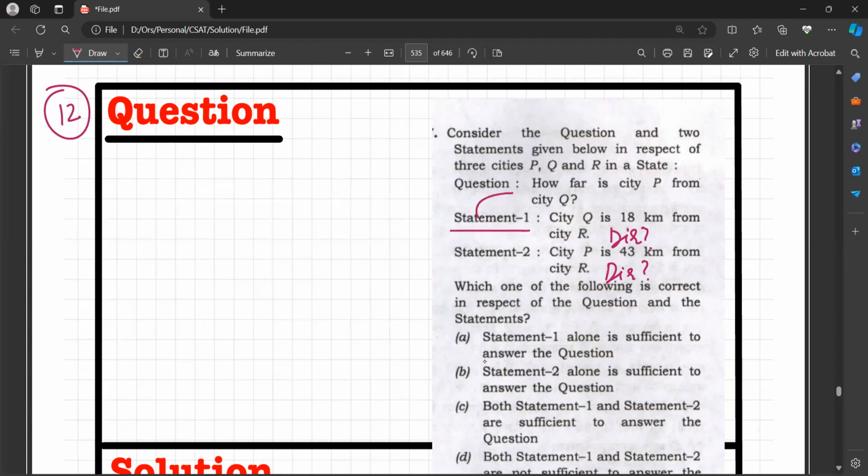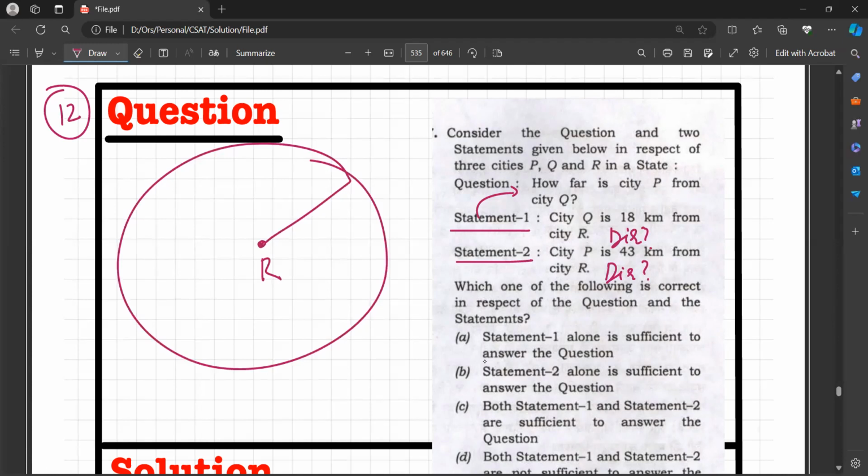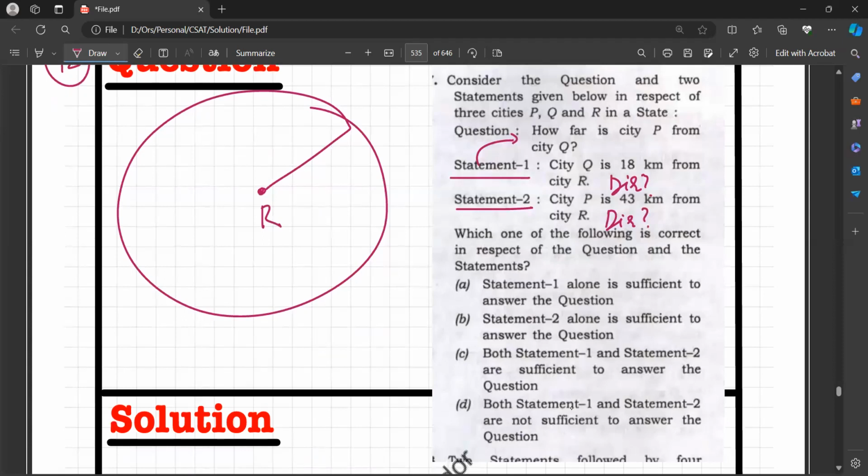Using statement 1, can you answer this question? No. Using statement 2 alone, can you answer this question? Still no. Using both the statements, can you answer the question? Again no. Why? Because if city Q is 18 km from city R, this is city R, then city Q can be anywhere on a circle. Since we don't know the direction, you cannot place city Q. Similarly, you cannot place city P. So direction is very important because we are doing the topic of direction test. Distance might be given, but if direction is not given, you cannot place the cities there. So distance cannot be obtained. Hence, both the statements are insufficient to answer the question. So the answer would be D.